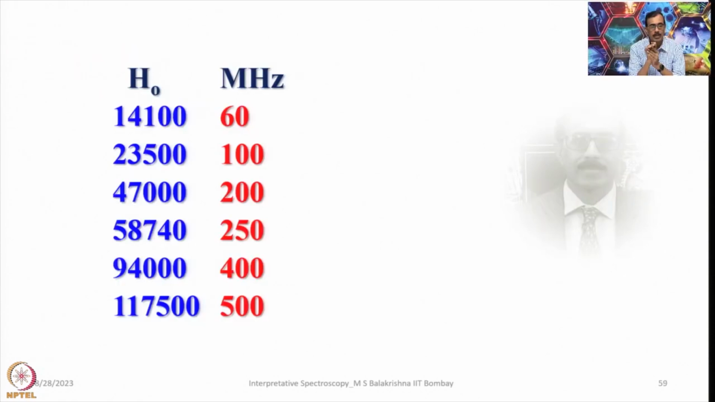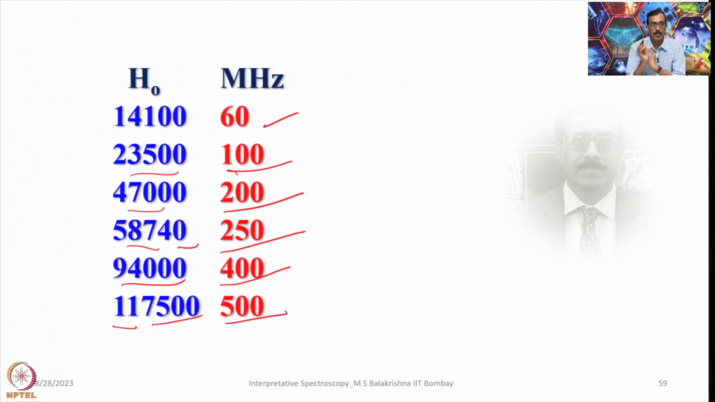So now the Larmor frequency corresponds to different field strengths, which I have shown here. At 14,100 Gauss, it is 60 megahertz. This is with respect to proton, and in case of 23,500 Gauss this is 100 megahertz, and 47,000 is 200 megahertz, 58,700 Gauss it is 250 megahertz, and 94,000 Gauss it is 400 megahertz, and then 117,500 it is 500 megahertz. So the different field strengths and corresponding frequencies are shown in this slide.